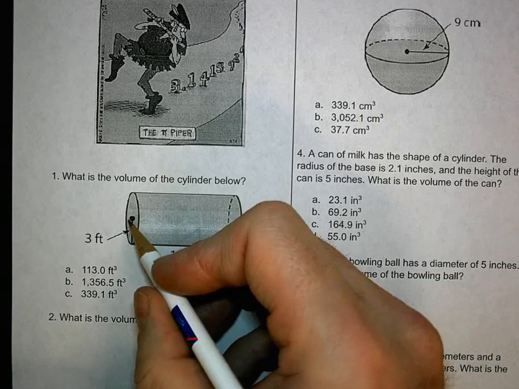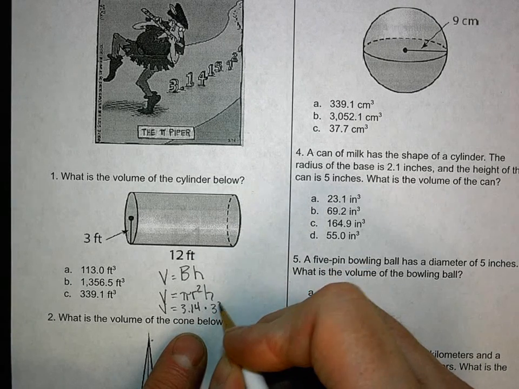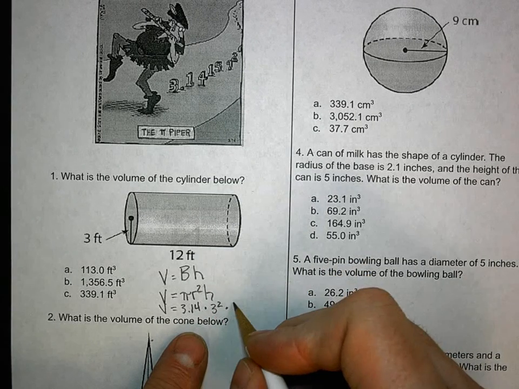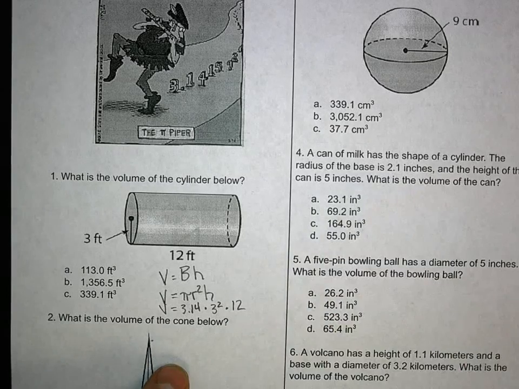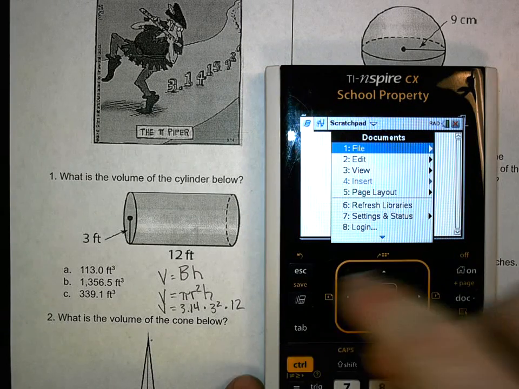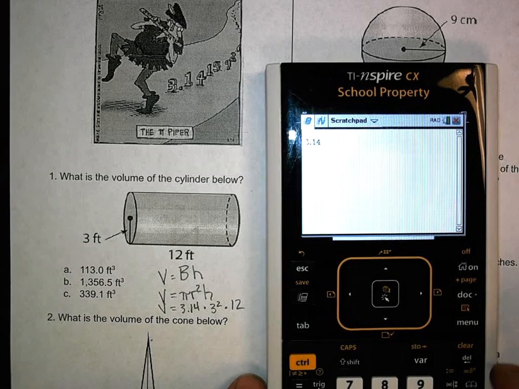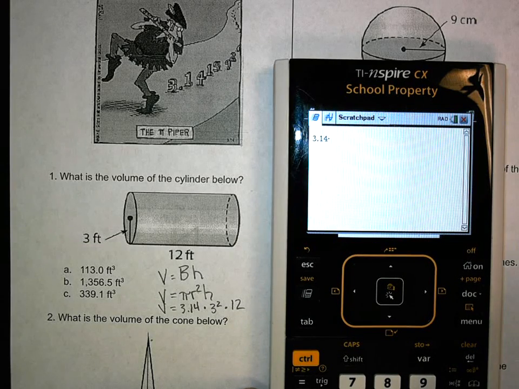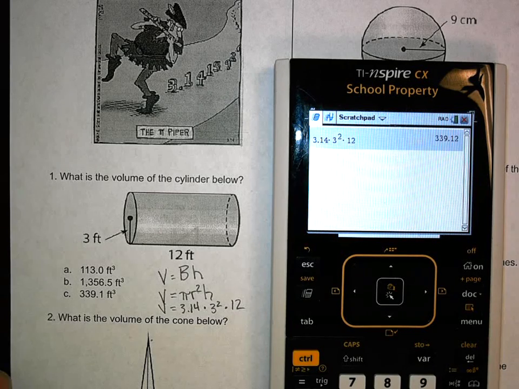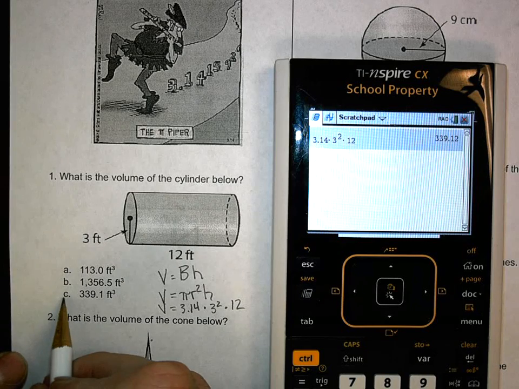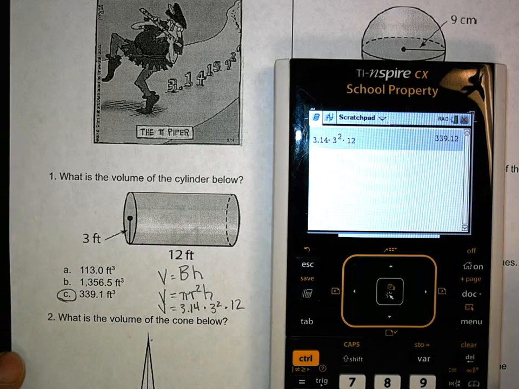times, what's my radius? My radius is 3 feet, so 3 squared, times the height is 12. I use my handy dandy calculator, and I get 3.14 times 3 squared, yes I know that's 9, times 12. And I get 339.12, and there's that answer, 339.12 cubic feet.